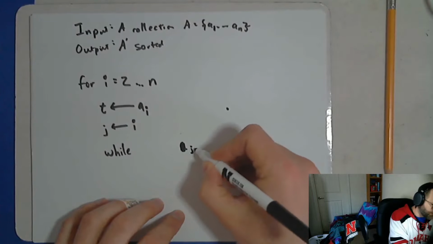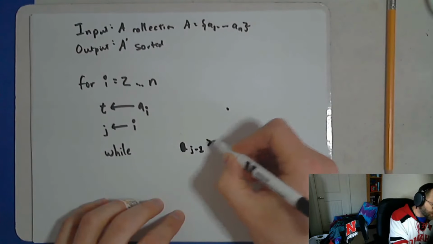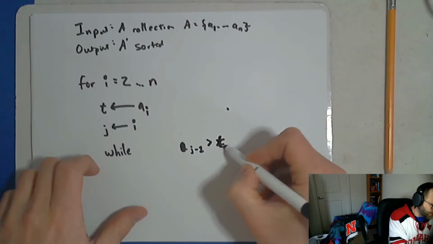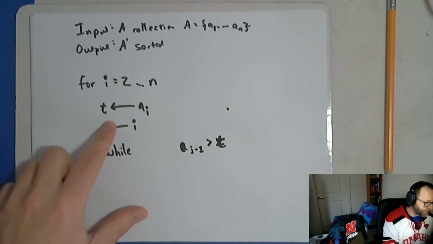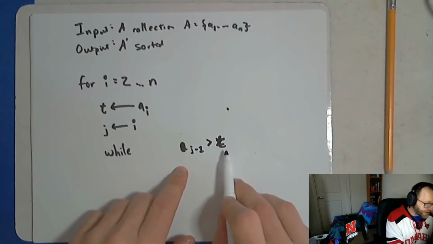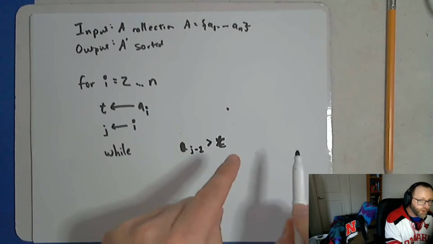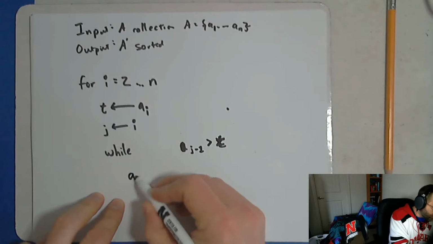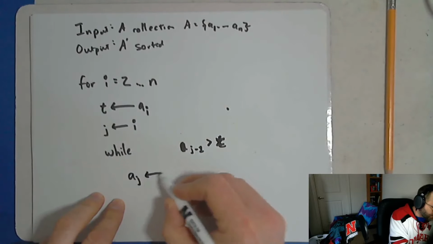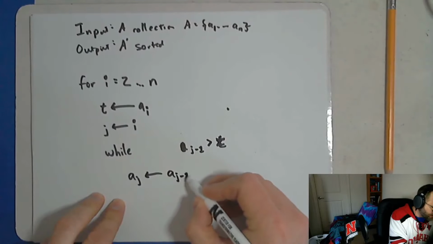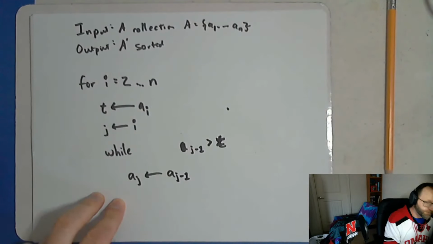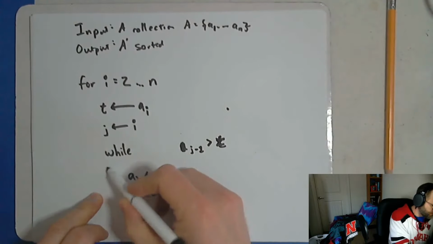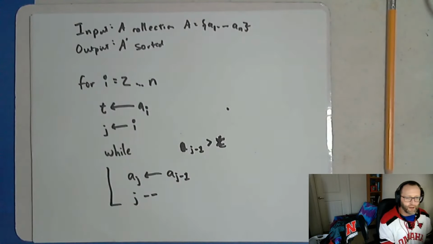A sub j minus 1, while that is greater than the temporary, oops, sorry, I called it t here, the temporary value t, right? While that's greater than the temporary value, I need to shift them over, okay? And the way that I'm going to shift them over is simply that I'm going to overwrite a sub j to be a sub j minus 1. Okay? And then j minus minus. I'm just going to decrement j.